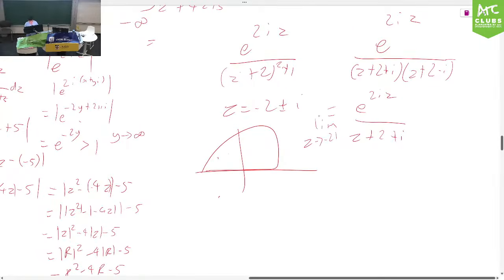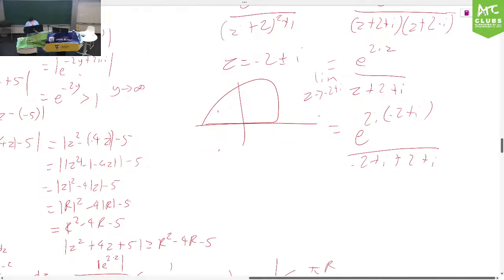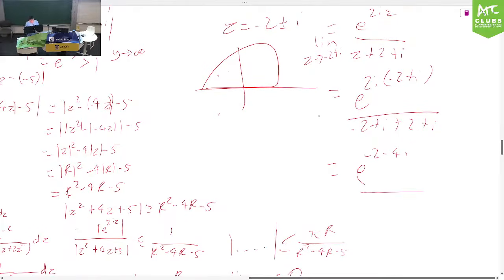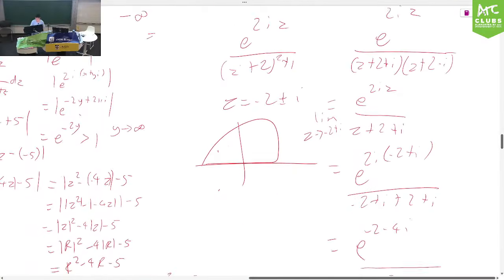Limit as z approaches minus 2 plus i. Now just substitute everything in. So 2i, and then minus 2 plus i, minus 2 plus i, plus 2 plus i. i squared is minus 1, so minus 2, minus 4i, I believe. 2i. So that is our residue at z equals minus 2 plus i.